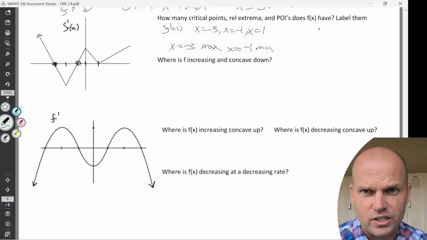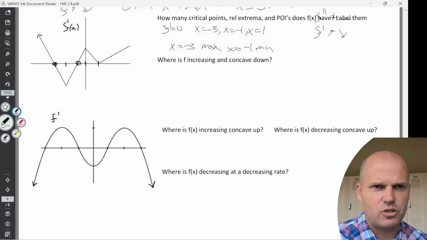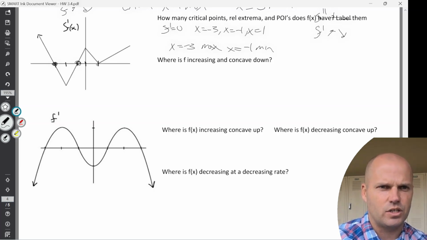How many points of inflection do we have? That's when f prime will change direction, which is when f double prime changes sign. F prime changes direction at -2, 0, and 1.